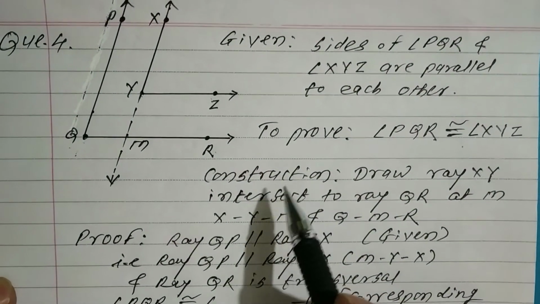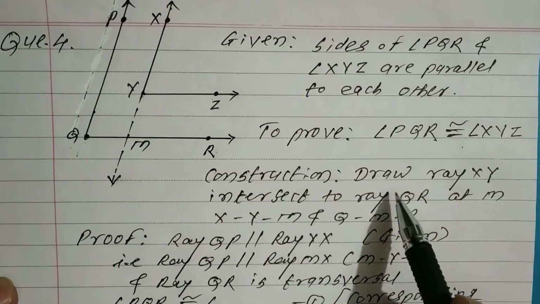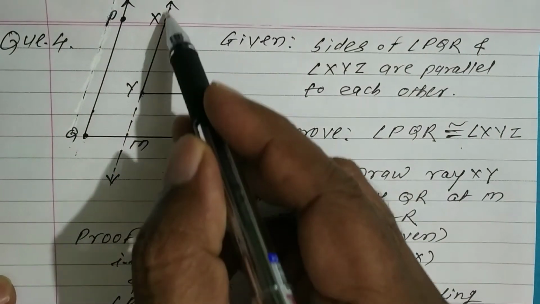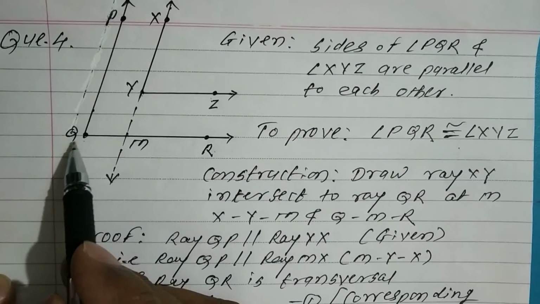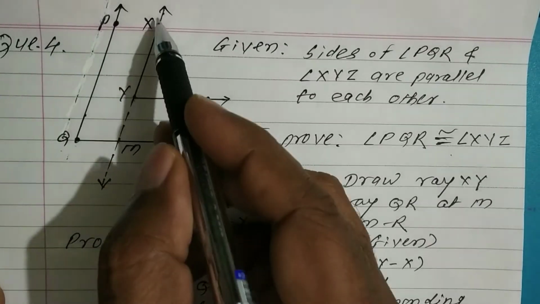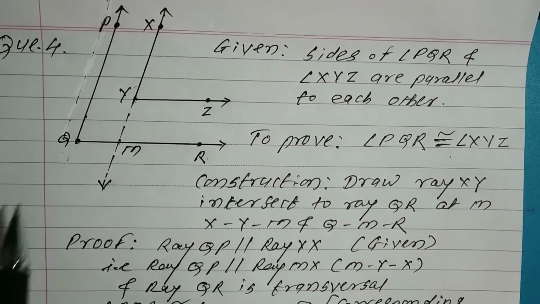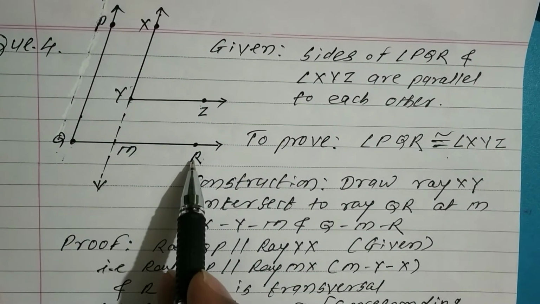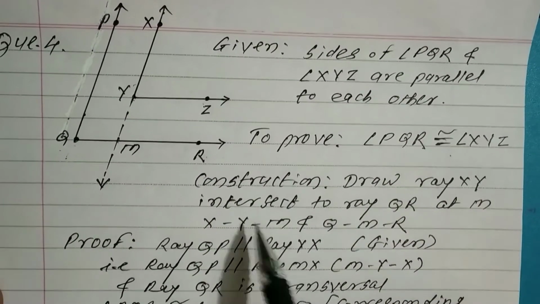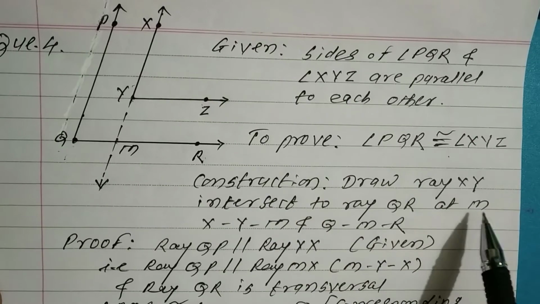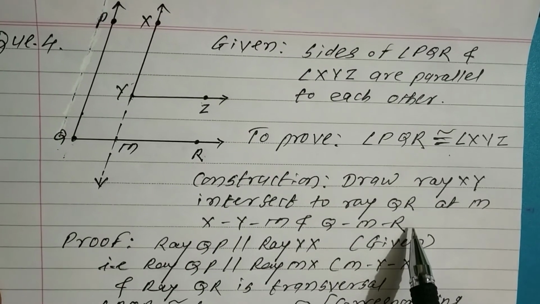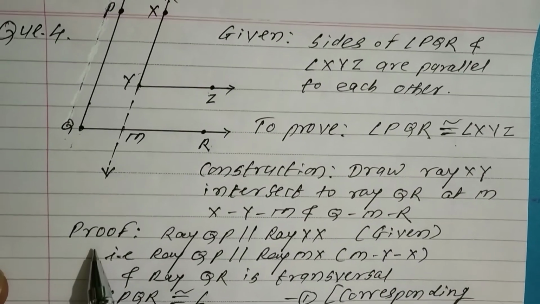Construction: draw ray XY such that this ray XY intersects ray QR at point M. X, Y, M betweenness and Q, M betweenness. You write the construction: draw ray XY to intersect ray QR at M. XYM and QM are betweenness. Now proof.